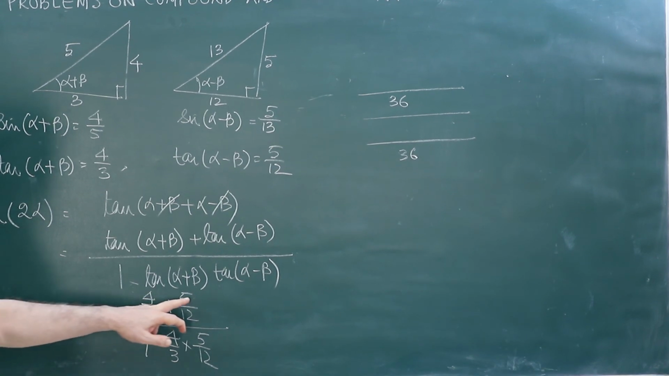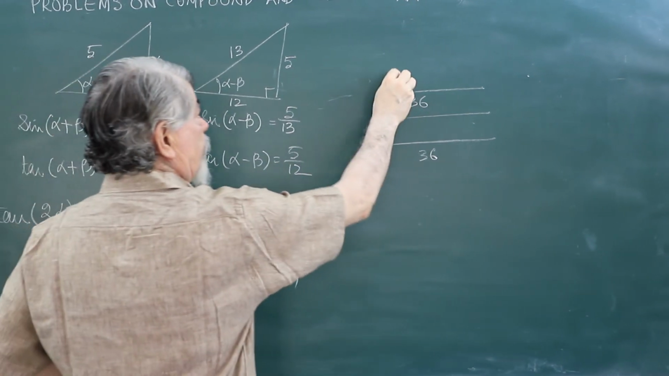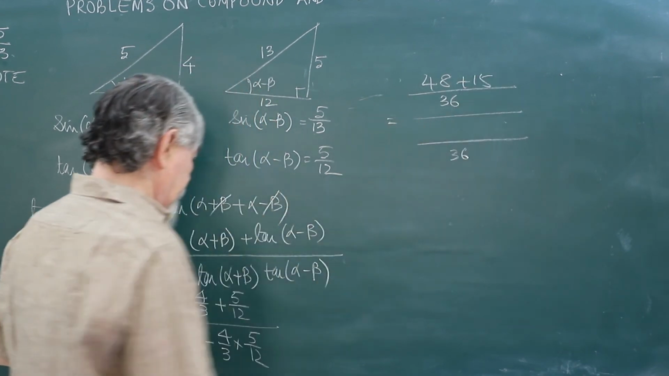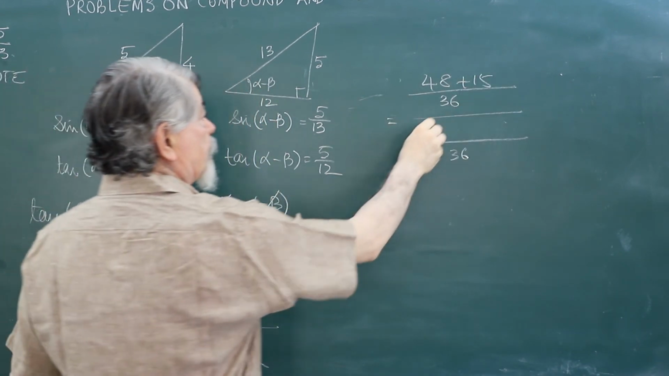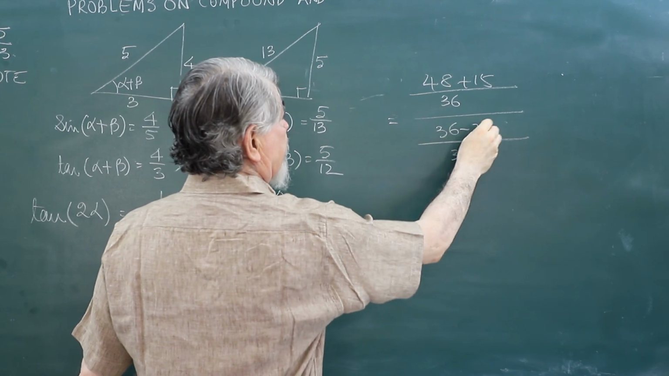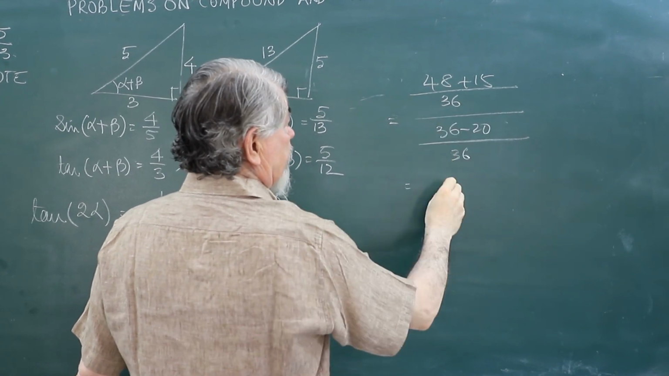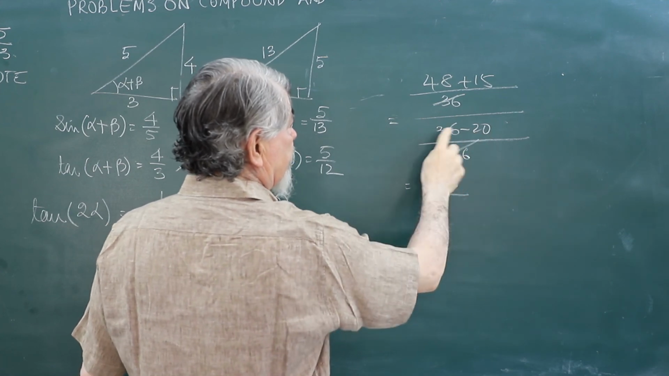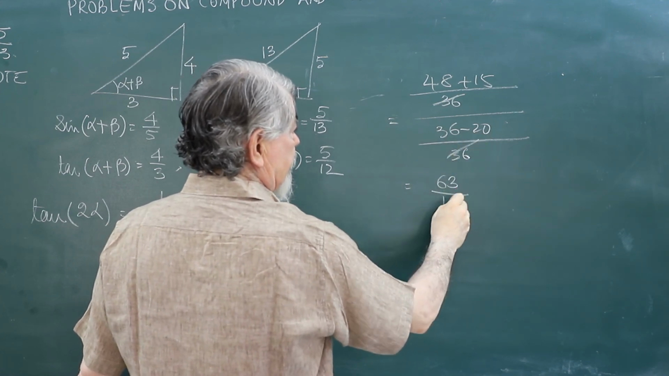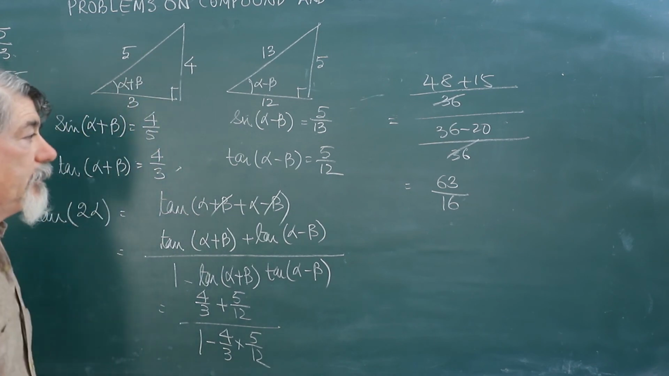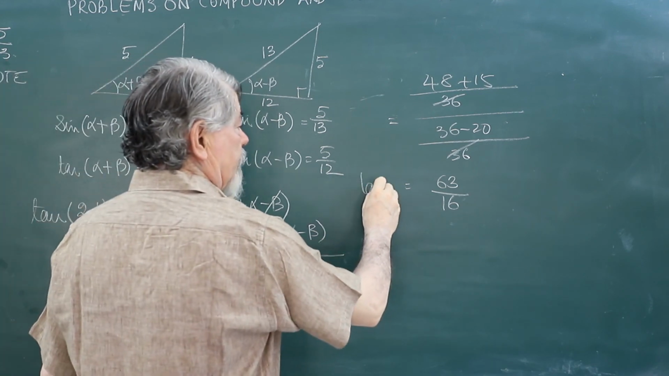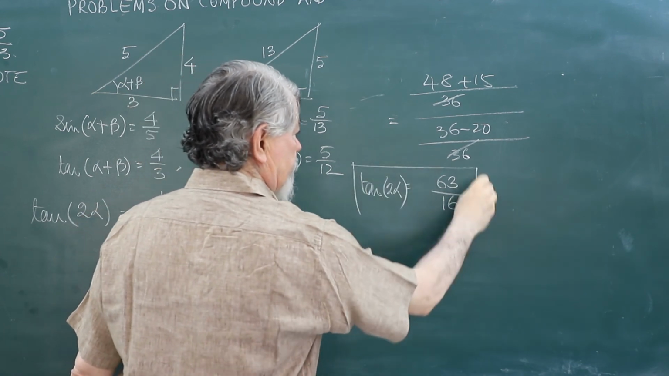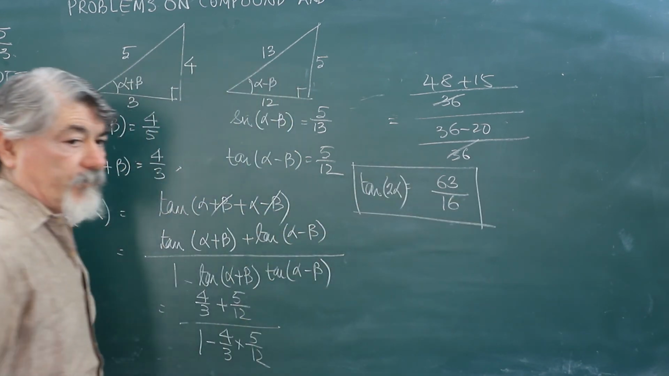12 4s are 48, 5 3s are 15, so 48 plus 15 in the numerator, and 36 minus 20 in the denominator. It will be 63 upon 16, as 36 will cancel. That is your answer. This is tan 2 alpha.